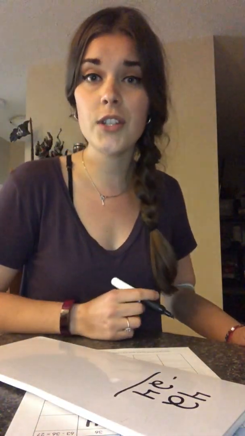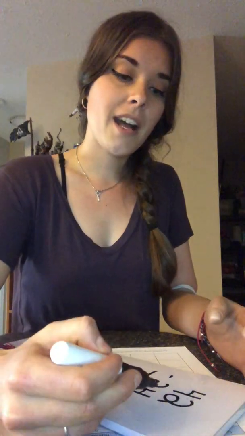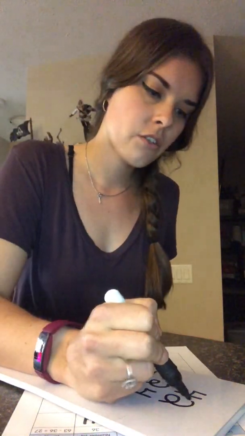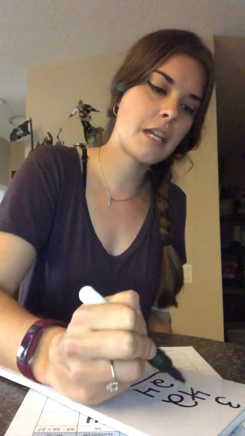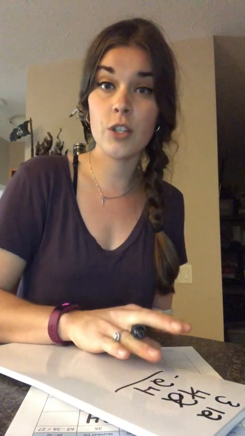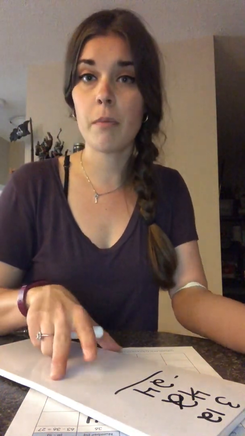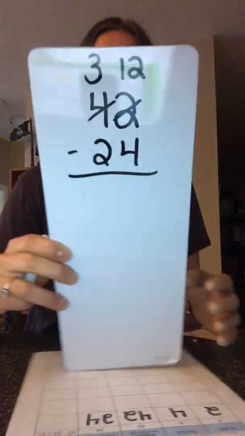Starting with our ones column, the 2 is smaller than the 4, so I'm going to have to regroup. I'm going to go next door to my 4, cross him out, he becomes a lovely 3, and my 2 gets a promotion to 12. If you're confused on how I'm doing this, make sure you go back to Tuesday and Wednesday's videos to get more of a breakdown about what I'm doing here.